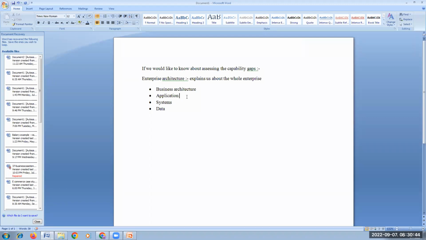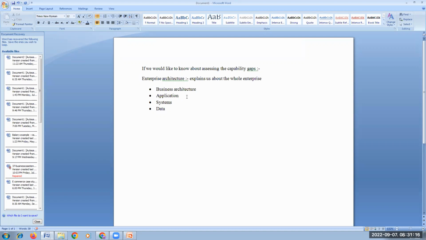Again, I'm repeating, if you want to assess a capability gap between 2 different systems or between 2 different solutions, what is that we are comparing? There was an existing application where we are transforming from existing to the proposed one. What the customer is expecting is what we are developing now. So if you want to do that, the very first thing you need to know is enterprise architecture for sure.